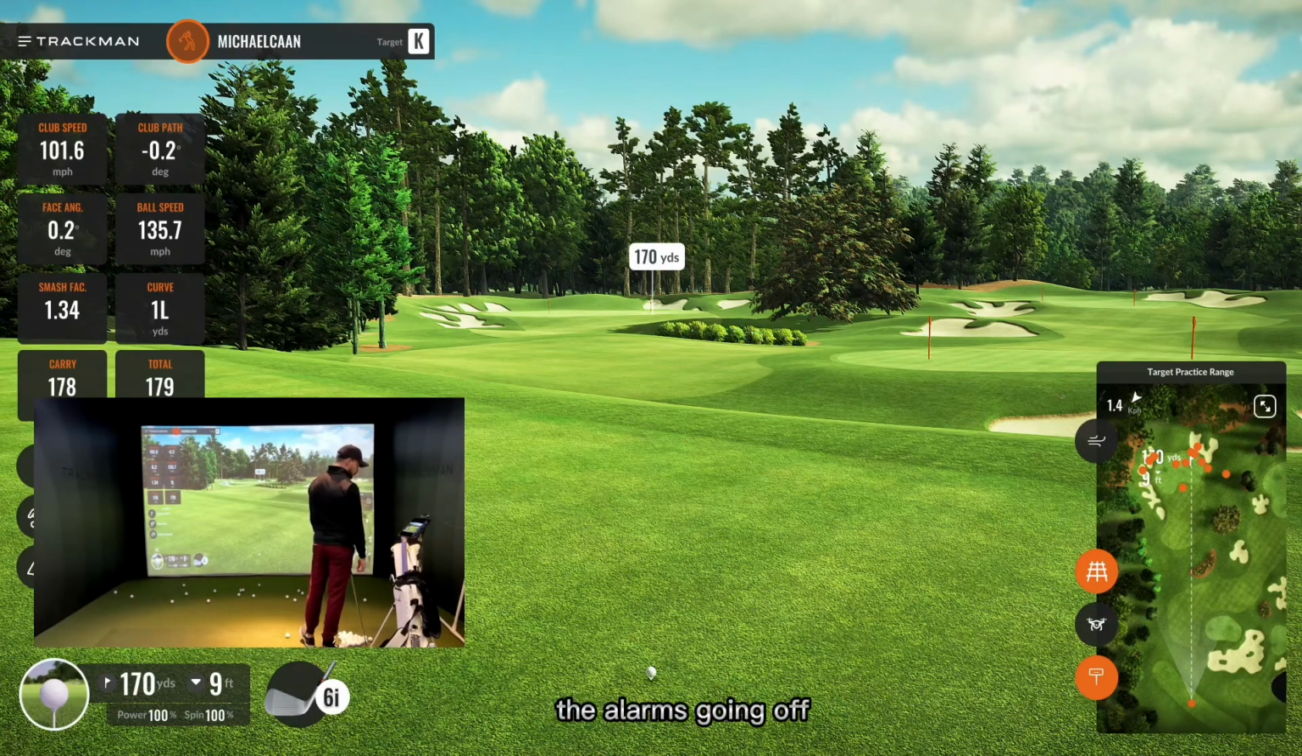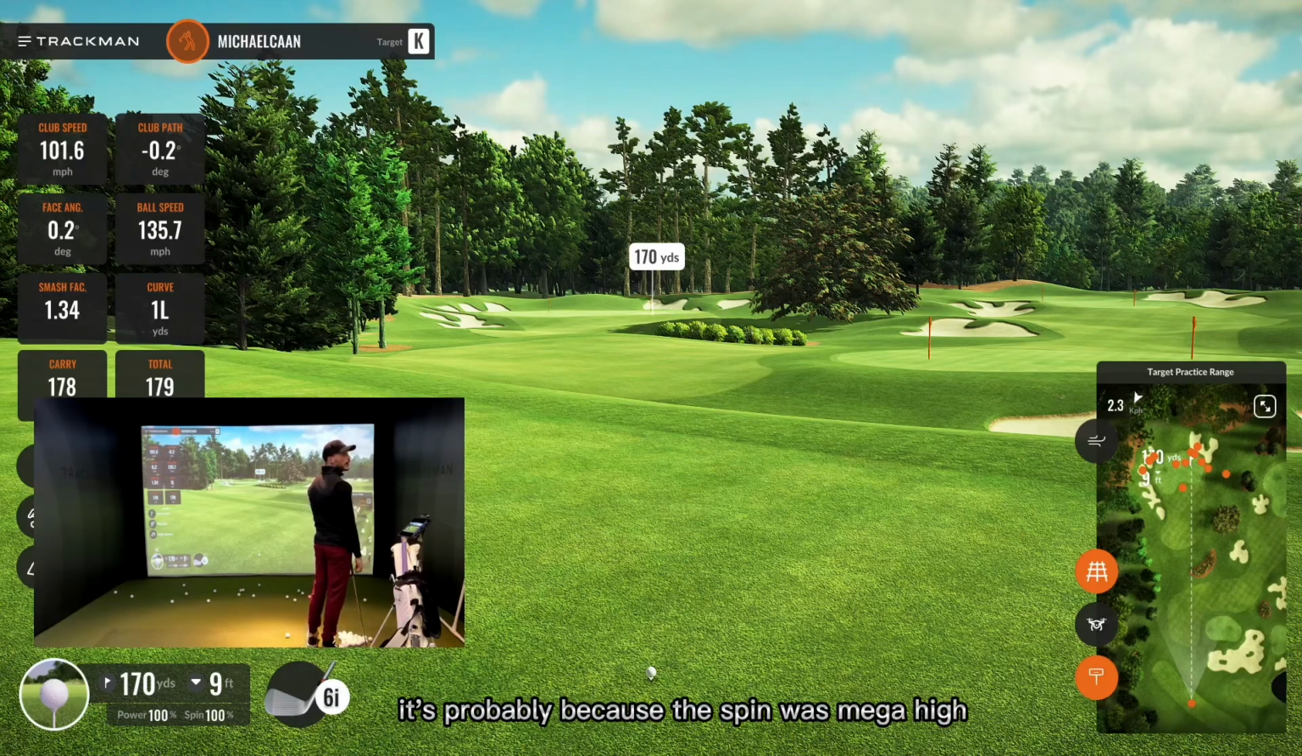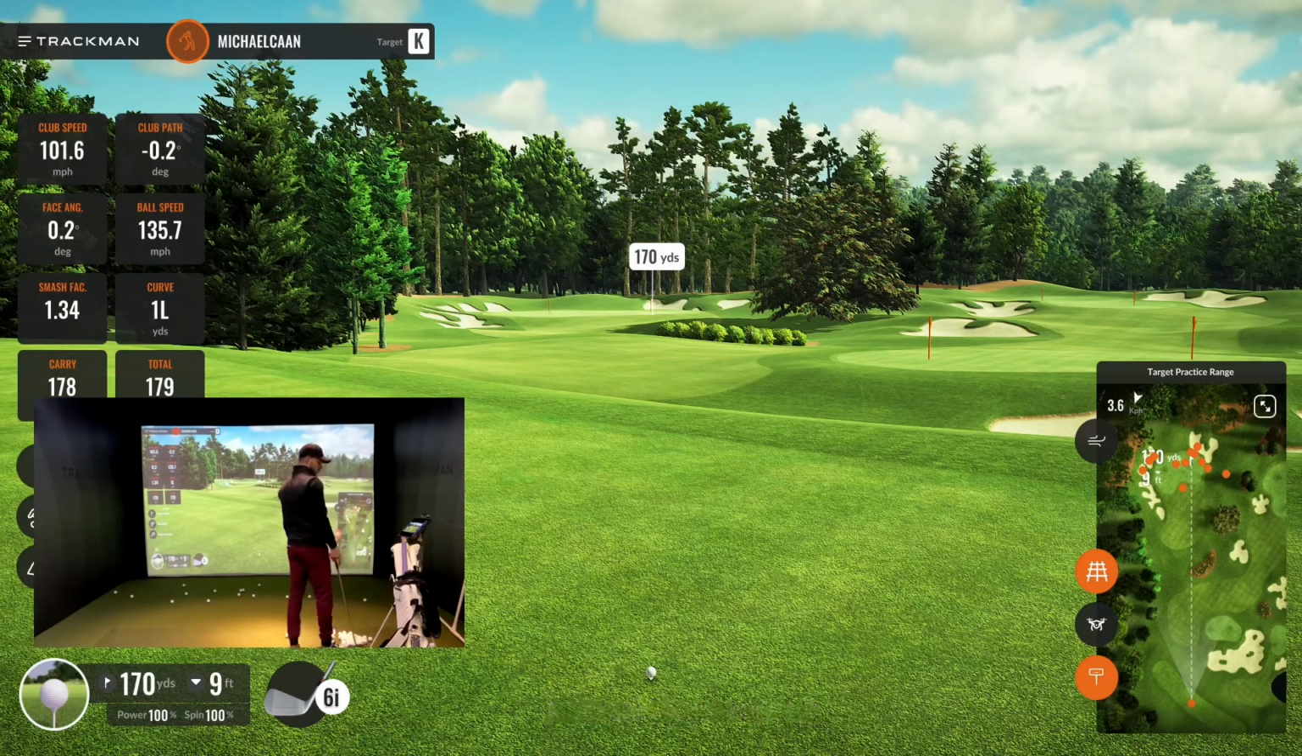Oh, the alarm's going off. It's probably because the spin was mega high. Let's see. Spin was 7,000, and my launch angle was 27. So way too much spin. 747 swing 5 system. Yeah, it's also MBs, so they're going to spin a bit more.